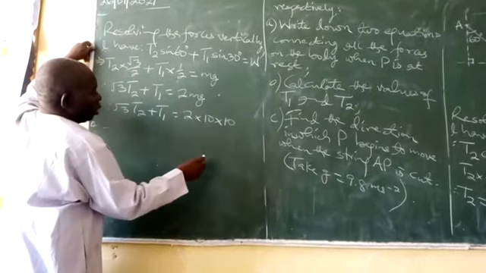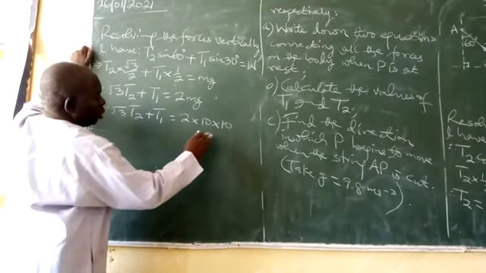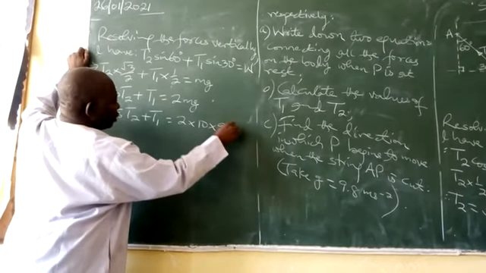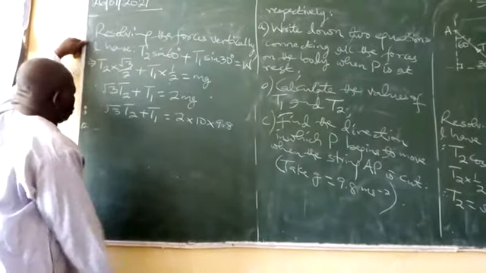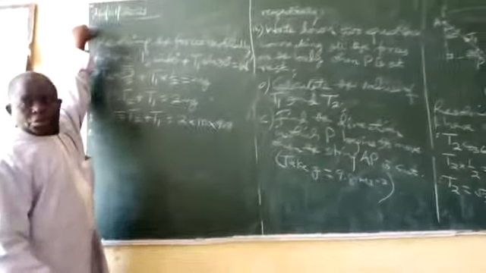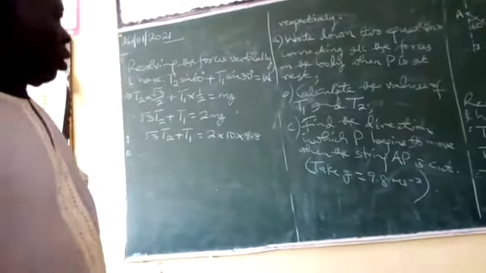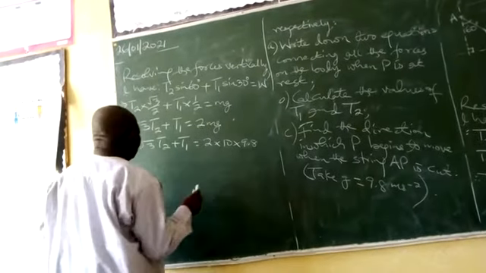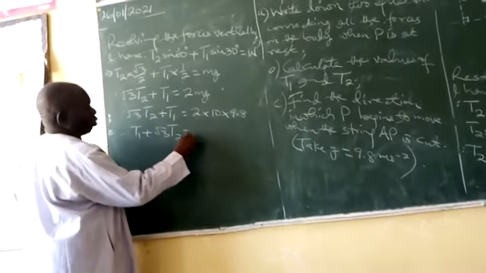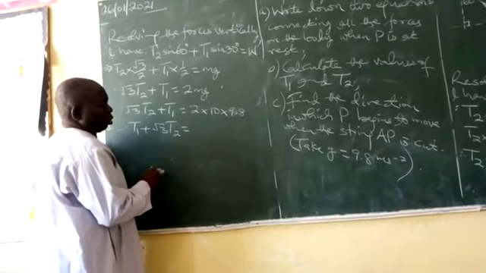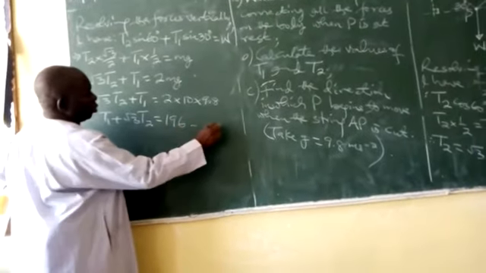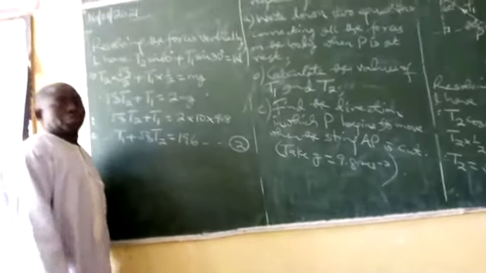We have to take g to be 9.8 meters per second squared. So 9.8 times 10 is 98, times 2. So I have T1 plus root 3 T2 is equal to 196. That is equation 2. These are the two required equations.